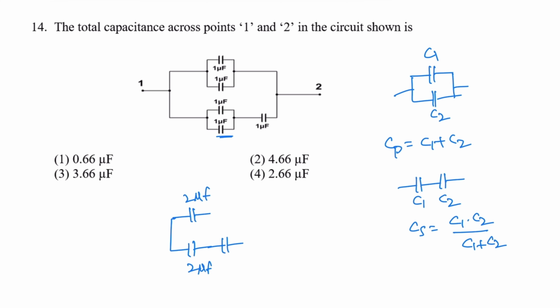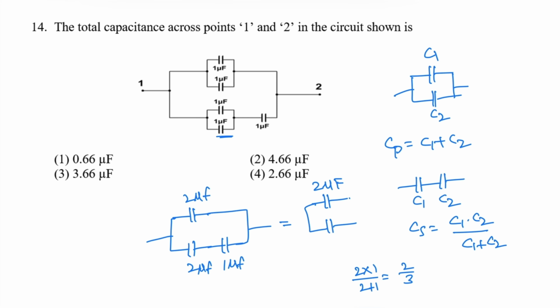Now these 2 microfarad and 1 microfarad are connected in series. So the equivalent is 2 into 1 by 2 plus 1, that is 2 by 3. So the equivalent circuit is 2 microfarad connected in parallel with 2 by 3 microfarad. Again these two are in parallel, so the final equivalent capacitance is 2 micro plus 2 by 3, 0.66, so that is 2.66 microfarad. So the correct option is 4.